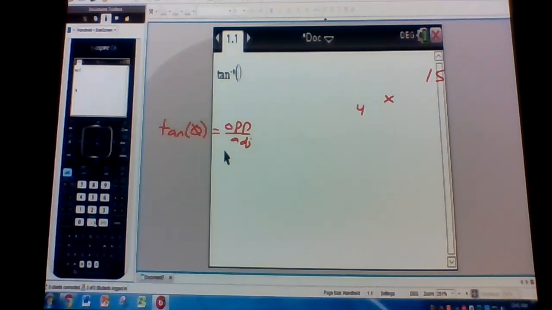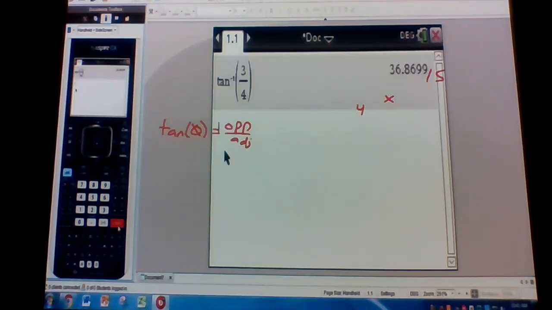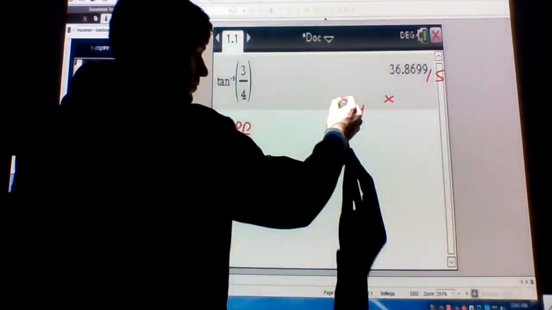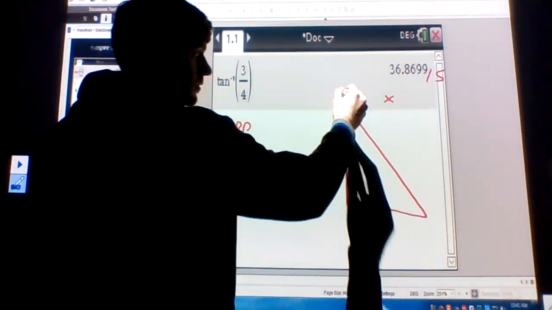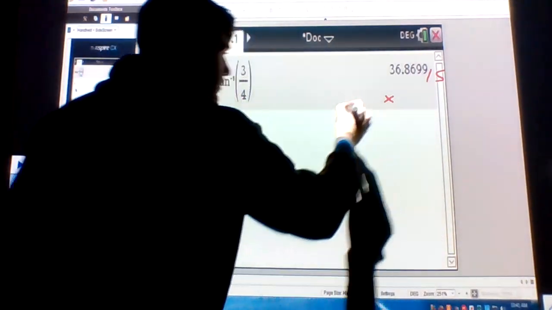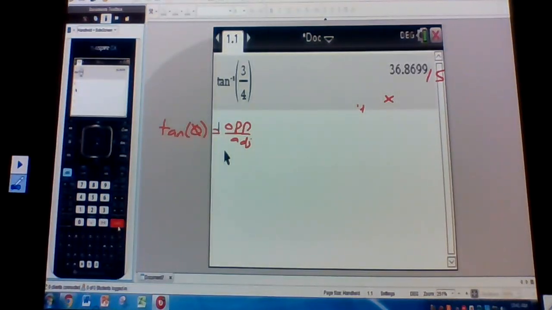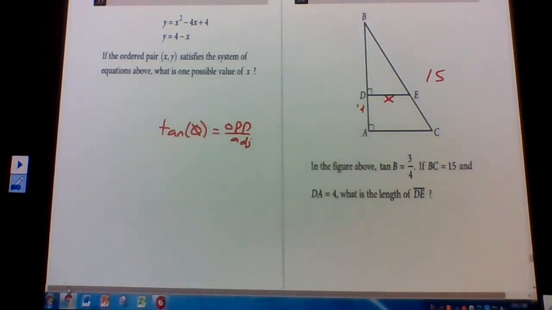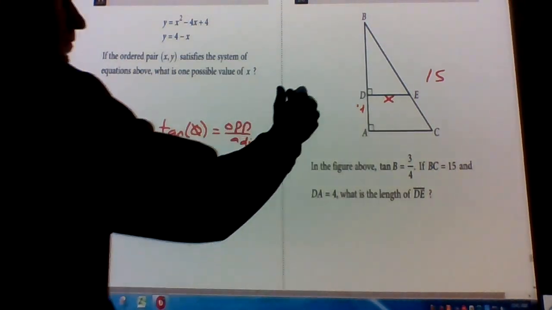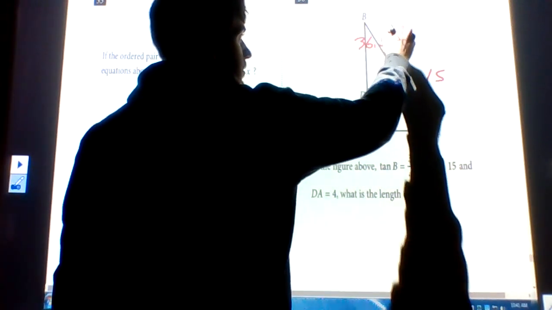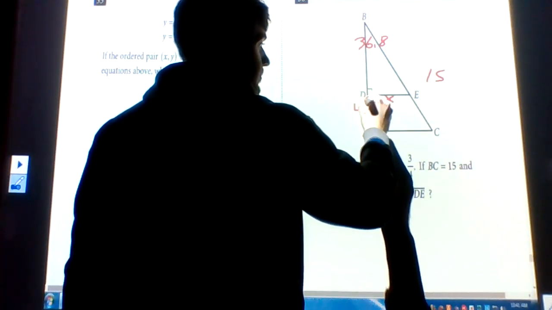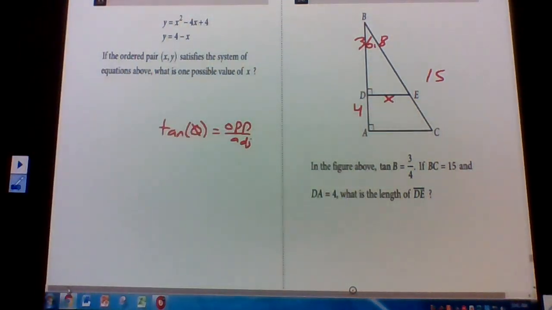Inverse tangent of 3 divided by 4. Okay, and that's going to give you 36.8 degrees. So our triangle, let's bring the triangle back up. 36.8 degrees. We want to find x.